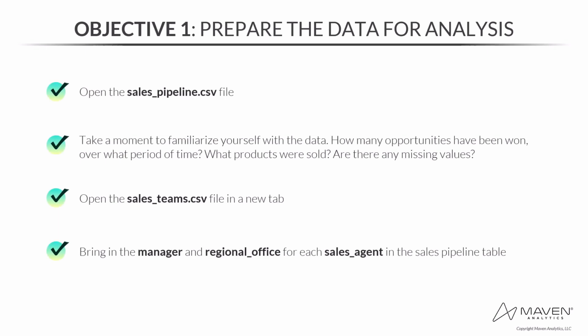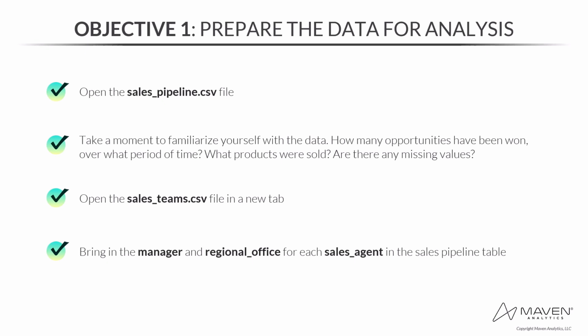We've got 4 tasks that we're going to be walking through. I highly encourage you to try these out yourself first, and if you find yourself struggling, then you can come back and reference the solution video to follow along with me. For the first task, it's going to be very simple. We're just going to open the sales pipeline CSV file. From there, we're going to take a moment to familiarize ourselves with the data. You're going to answer questions like how many opportunities have been won, over what period of time, what products were sold with those opportunities, and we're going to see if there are any missing values in any of the fields.